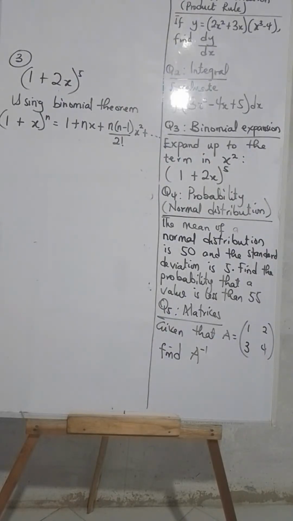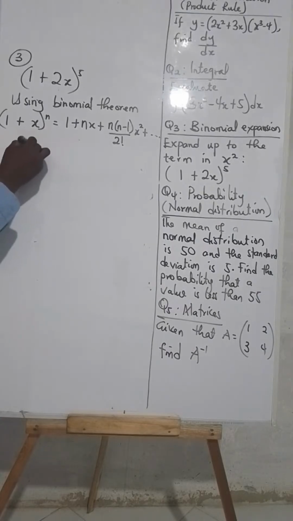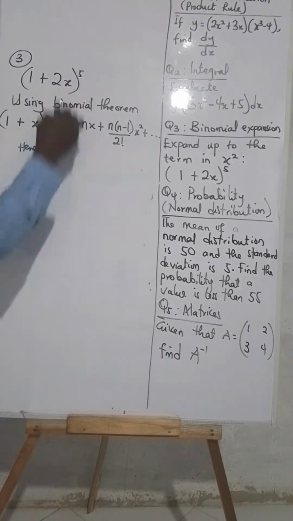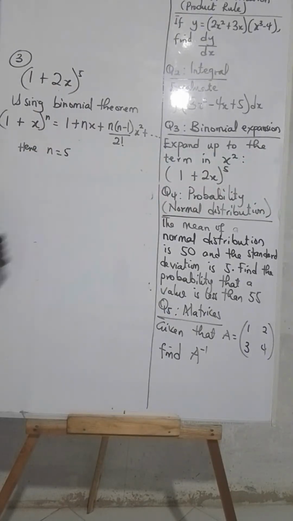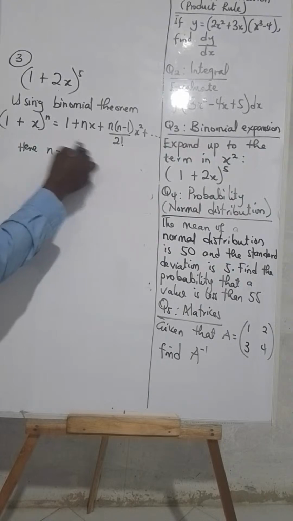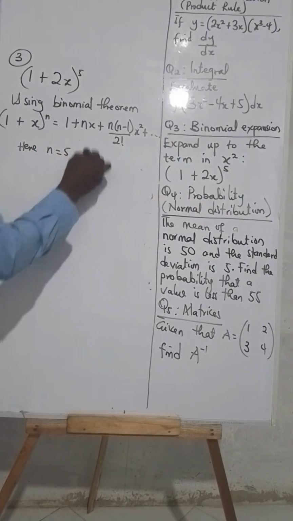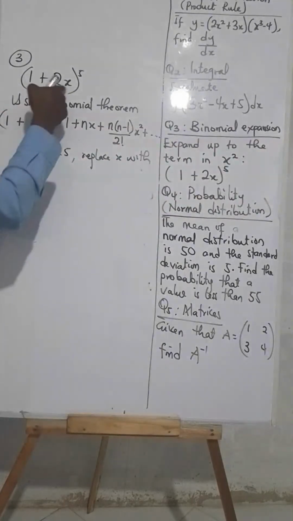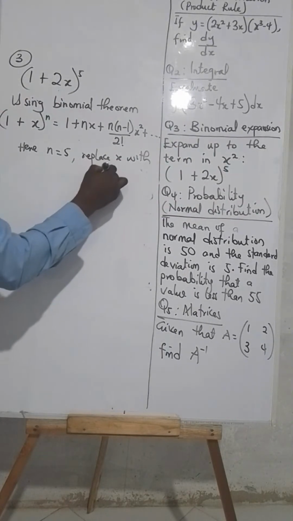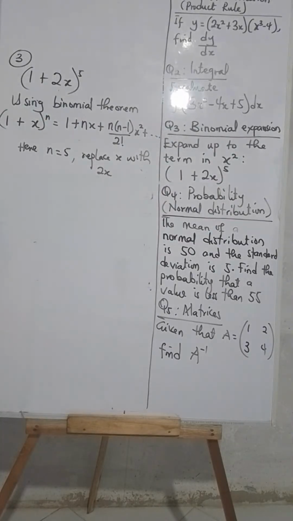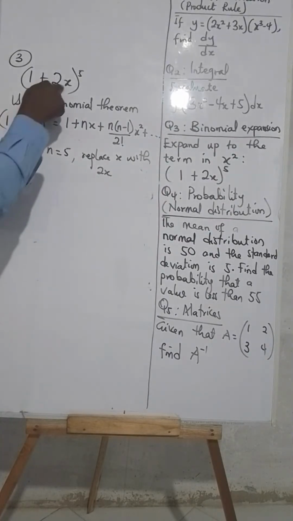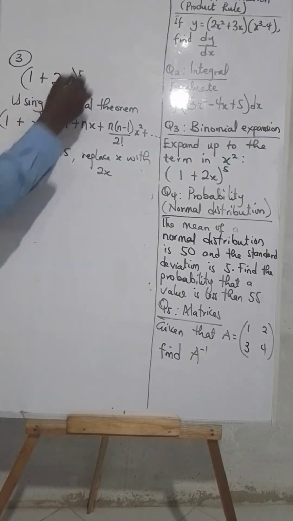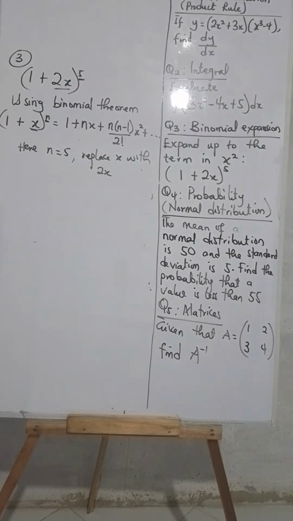So in this case, n is equal to what? n is 5 here. Then you have to replace the x. So you replace x with the 2x here. You replace the x with what? 2x, because we have this one to replace this. The n is 5.